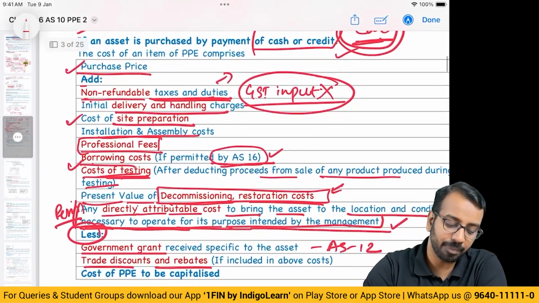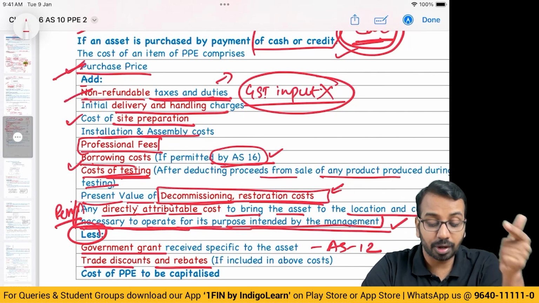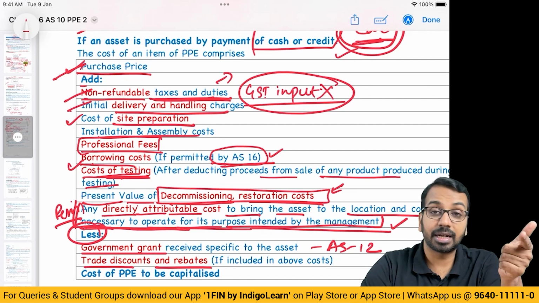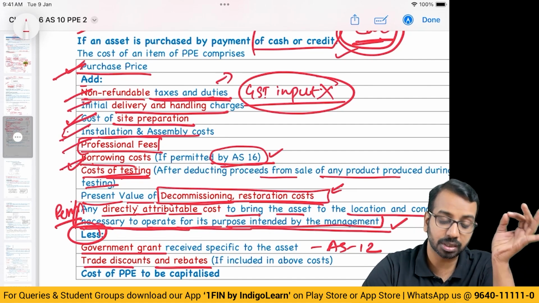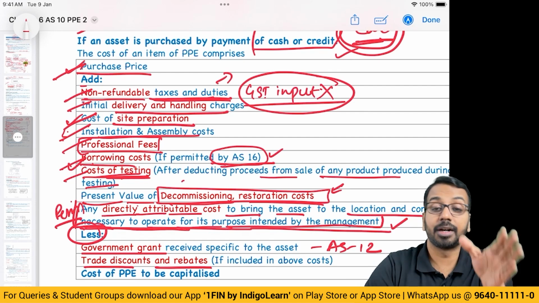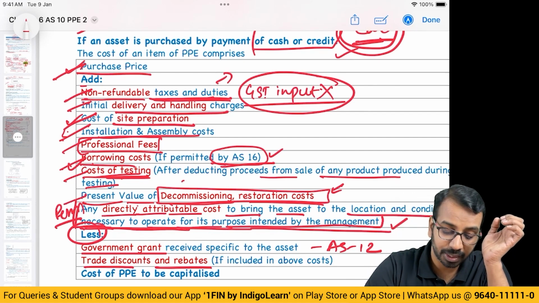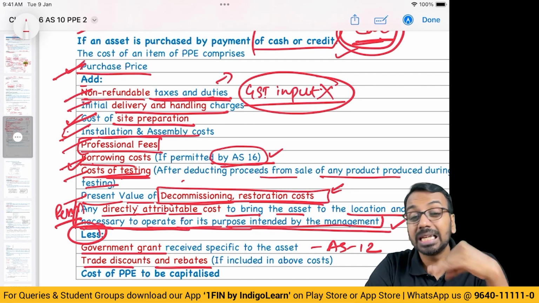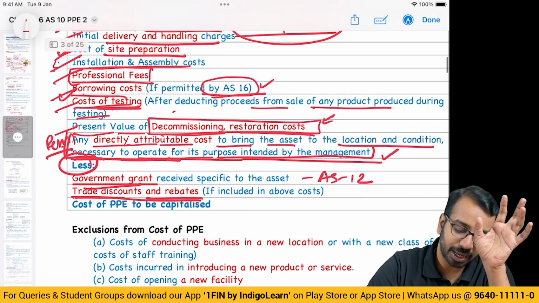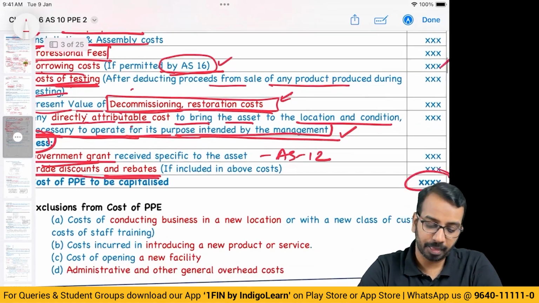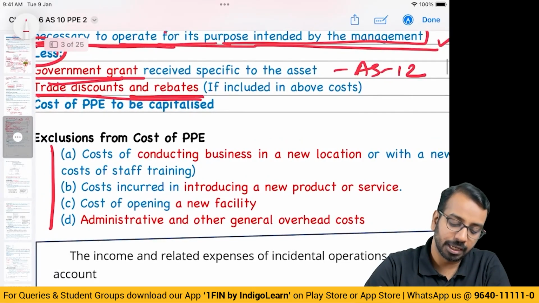Again a quick recap. We'll take purchase price, we will add any non-refundable duties and taxes, delivery and handling charges, site preparation, installation cost, professional fees, borrowing cost, cost of testing after reducing the sale proceeds, present value of decommissioning and restoration cost, any other cost which is directly attributable that will be included, will reduce government grant and trade discounts and rebates. Okay, so this you keep, and these 4 things also you should remember.